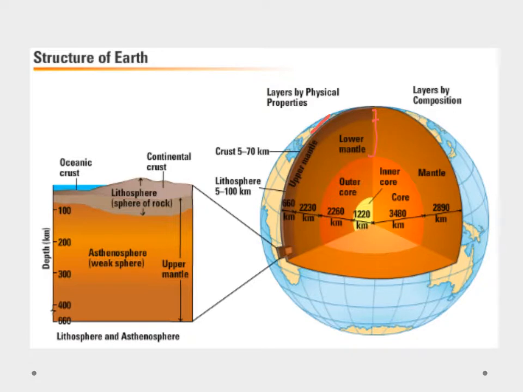The crust is what we typically think of as the rock. Okay, it's the lithosphere, it's the sphere of rock. We have two different kinds. We have continental, which forms the land masses, and oceanic crust, which forms the bottom of the ocean.